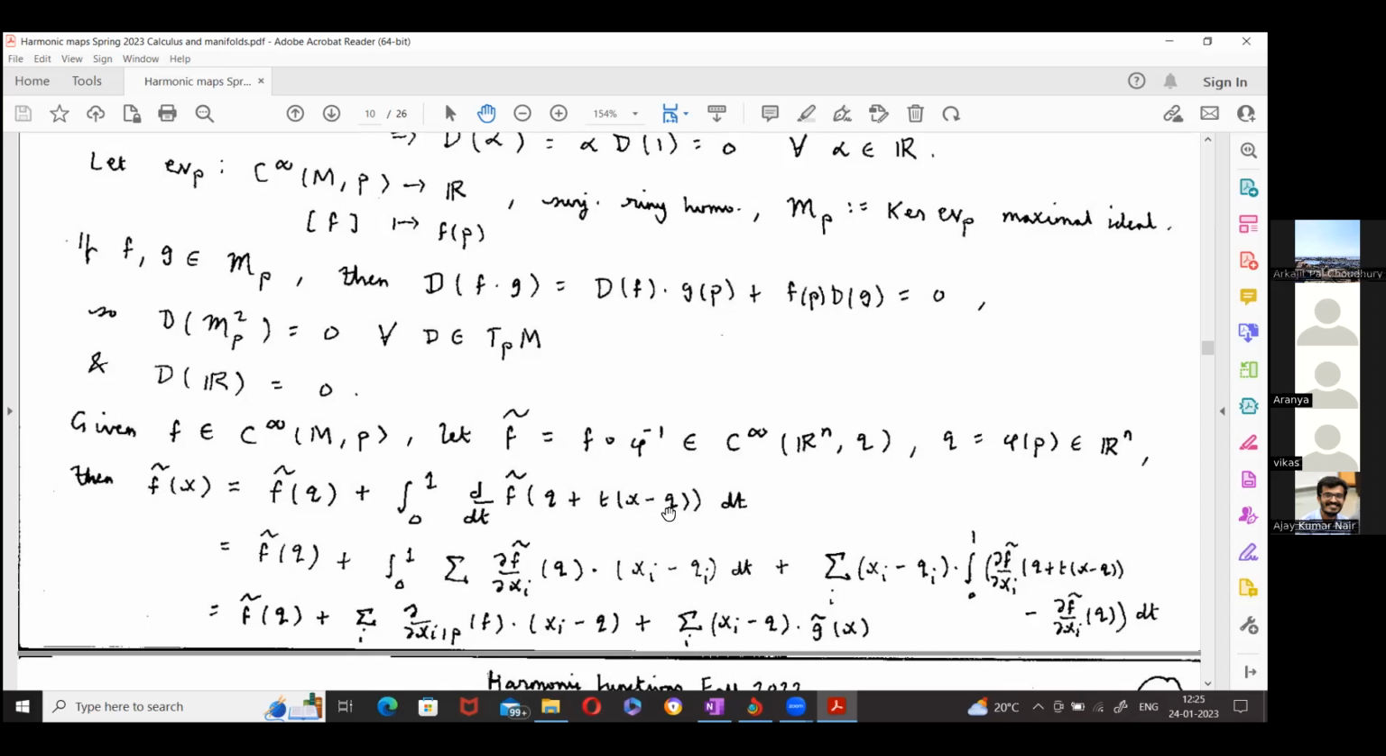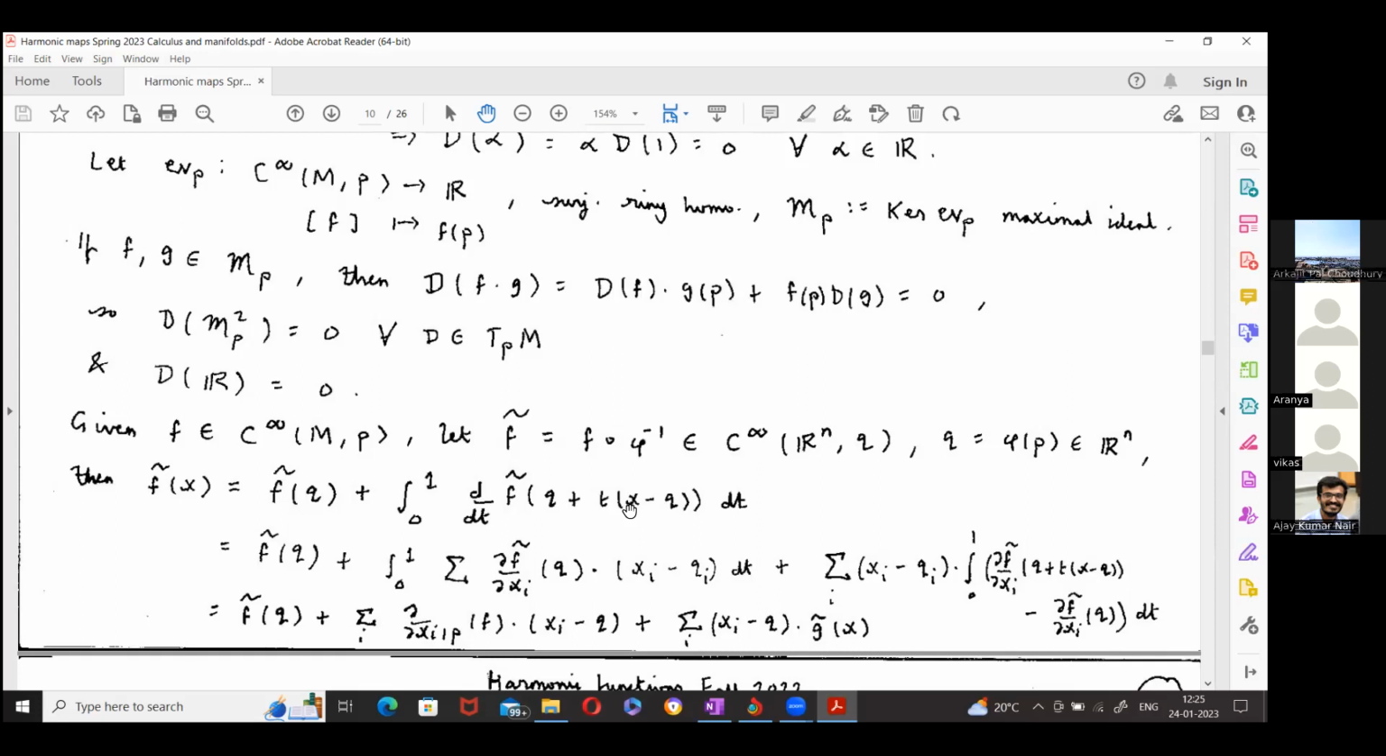Yes. And now let me look at this derivative. By the chain rule, this will be what? This will be the sum over i of ∂f̃/∂xi at this Q plus t(x minus Q), into the derivative of this curve. t goes to Q plus t(x minus Q). The derivative of this curve is constant, equal to x minus Q, right?